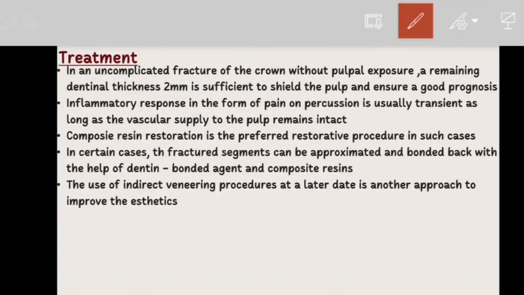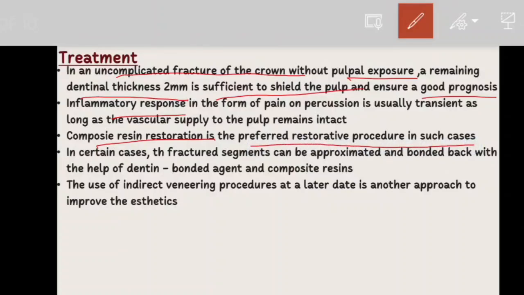Now the treatment includes composite resin restoration, means in an uncomplicated fracture of the crown without pulp exposure, a remaining dentine thickness of 2 mm is sufficient to shield the pulp and ensure a good prognosis. So the inflammatory response in the form of pain on percussion is usually transient as long as the vascular supply to the pulp remains intact. So composite resin restoration is a preferred restorative procedure in such cases.